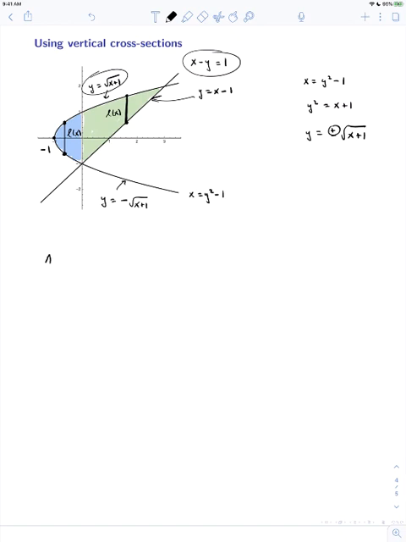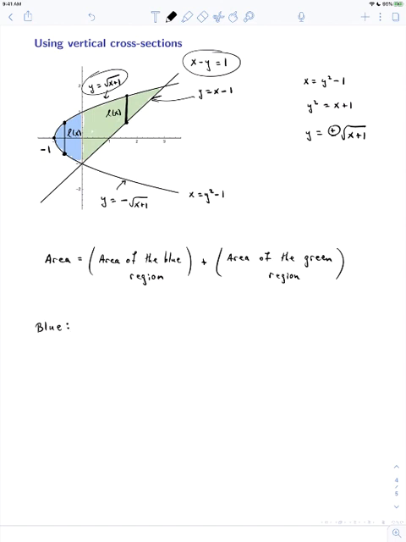So the area here is equal to the integral of L of x, but we're going to have to view it as two separate regions. So first we're going to do the blue. So let me write it this way. It's the area of the blue region plus the area of the green region. So let's do the blue first.